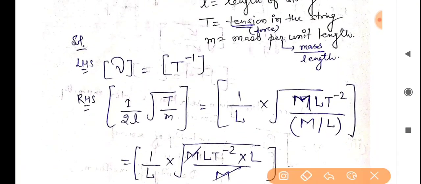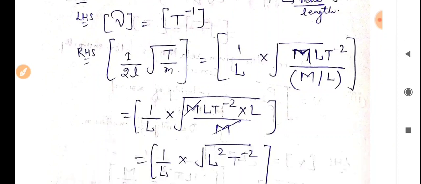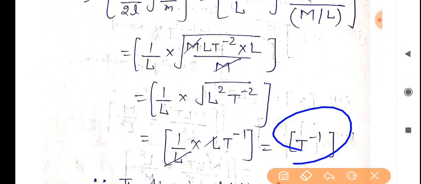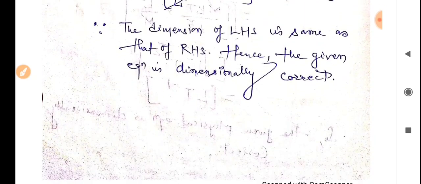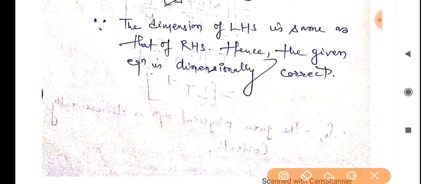And in this way we see that the dimensions of LHS and dimensions of RHS are the same, hence the given physical relation is dimensionally correct. Okay dear students, this is dimensionally correct.